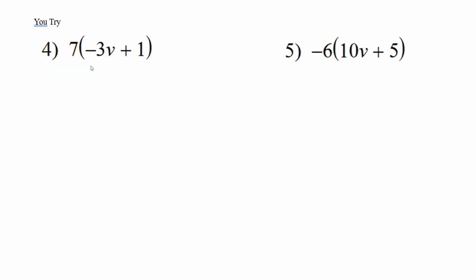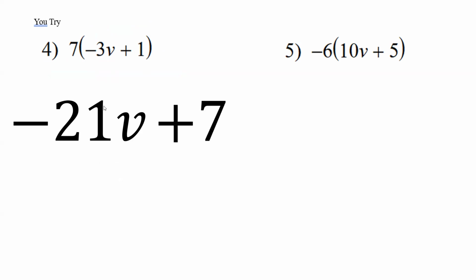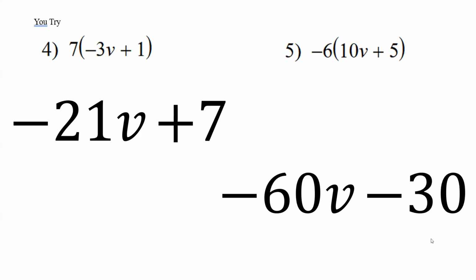Did the student correctly have 7 times negative 3v is negative 21v? And then 7 times 1 is 7, so that would be negative 21v plus 7. Great. If there are any questions or comments or issues, pause the video and answer them to the best of your ability. And then for 5, do they have negative 6 times 10, which is negative 60v? And then negative 6 times positive 5 is negative 30.